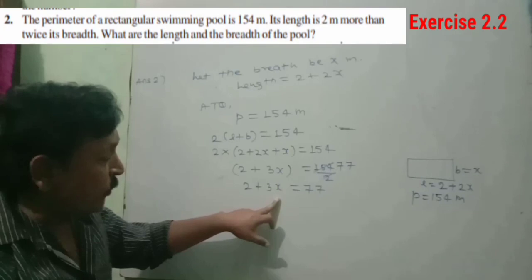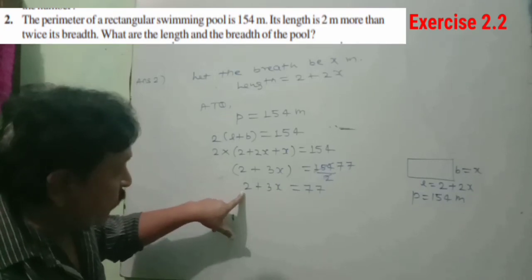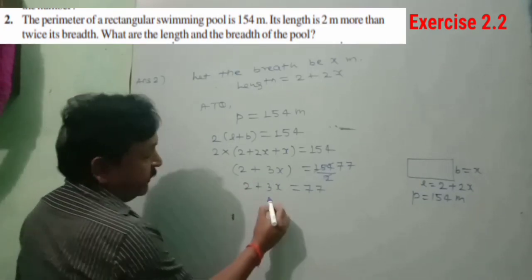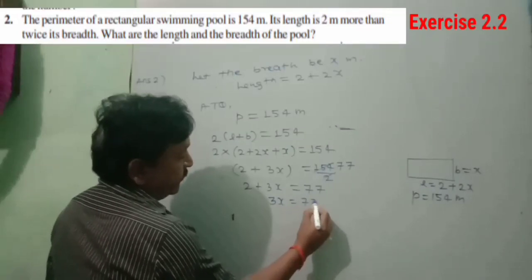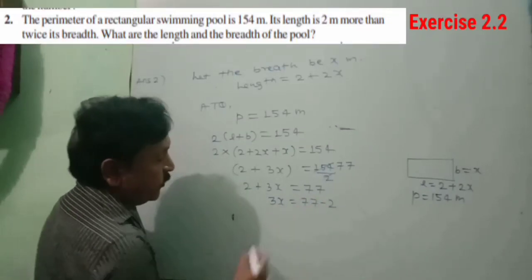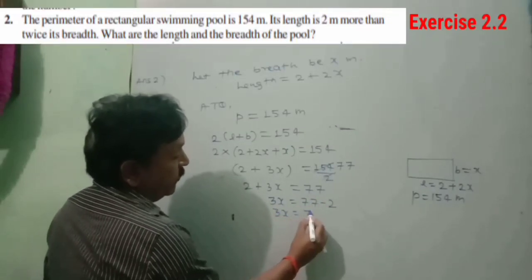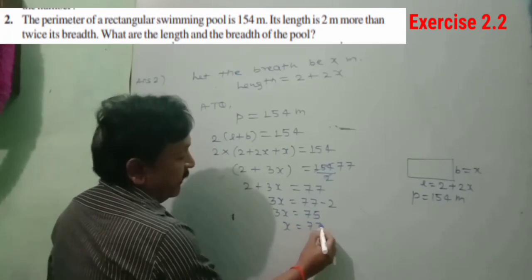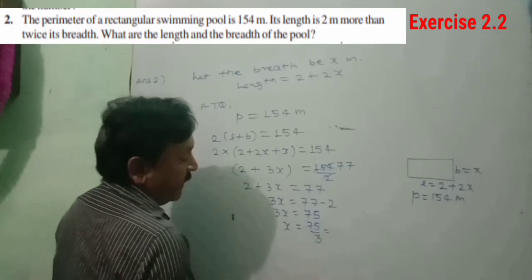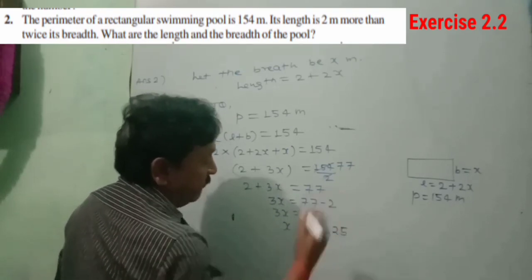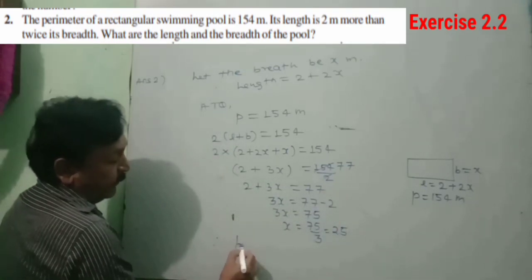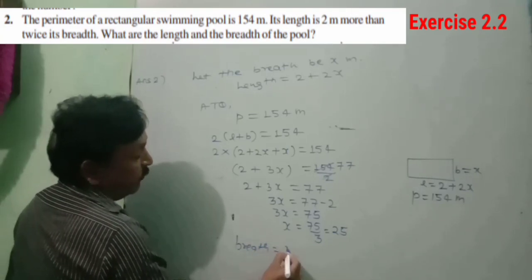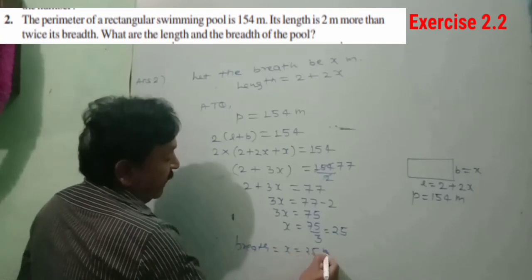We had done exercise 2.1. First of all, transpose this 2 to the right hand side. It is positive, so it will go as negative. 77 minus 2, so 3x will be equal to 75. Again we have to transpose 3. 75 upon 3. So we can divide it. Yes, 3 2s are 6, 3 5s are 15. Therefore, the breadth, it was x, is now 25 meter.